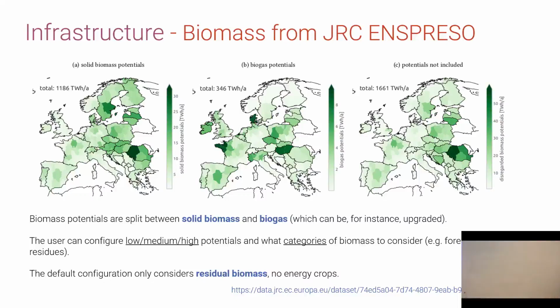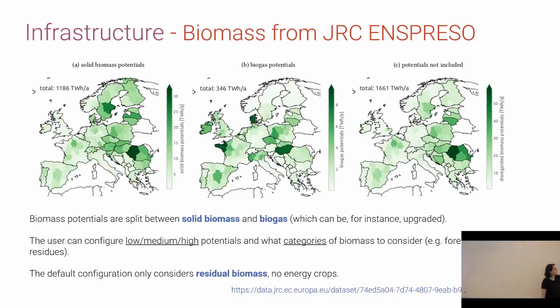Maybe it's easier if I start with the potentials not included. This is because in the Joint Research Center ENSPRESO database, some of the biomass potentials come from what are called energy crops, crops that are cultivated to produce bioenergy and could compete with food crops. So the default assumption is that we do not include those potentials. If you think those potentials should be considered, you just change the config file.